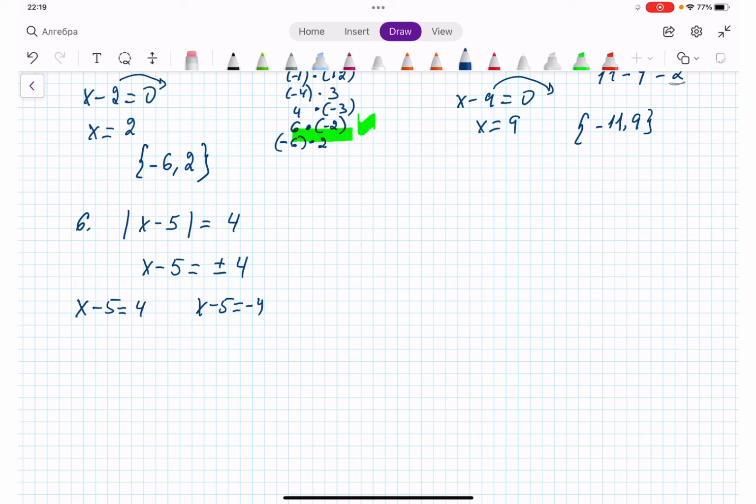Okay. From here, x is equal to 4 plus 5, x is equal to 9. And here, x is equal to negative 4 plus 5, and x is going to be equal to positive 1. So the answer is going to be 1 and 9. Question number 7.